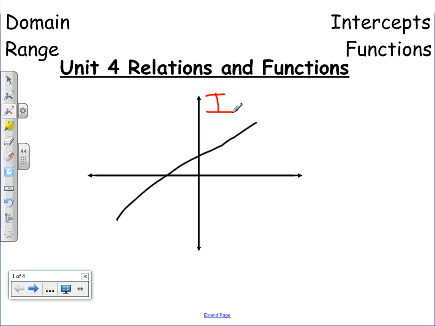Another thing you're going to need to know is some definitions, basic definitions. You're going to need to know what a domain is. Anybody know what a domain is? What is it, Josh? Sections. Close.